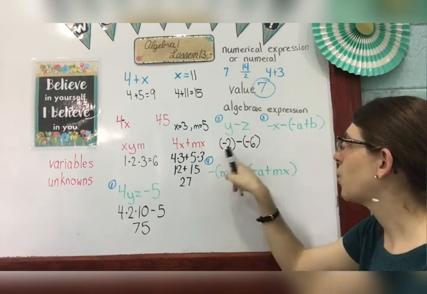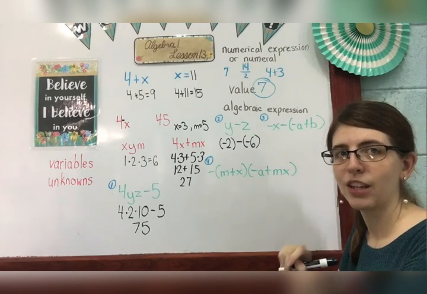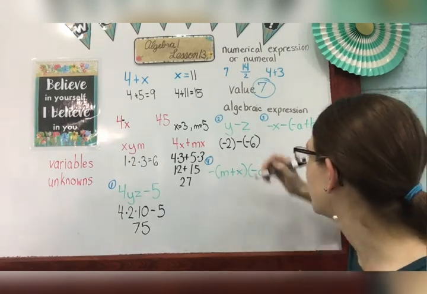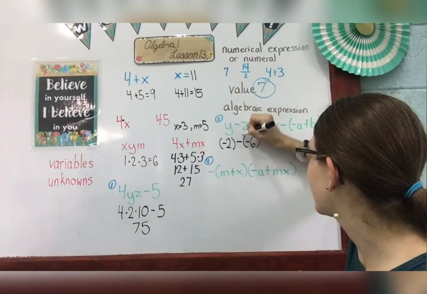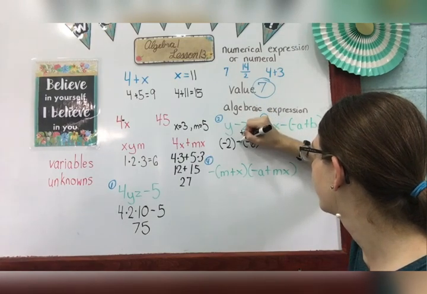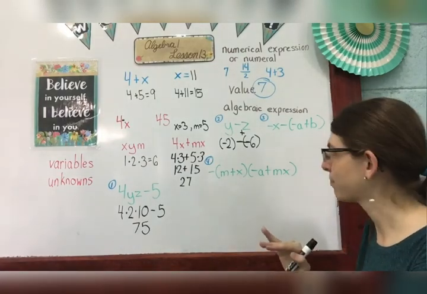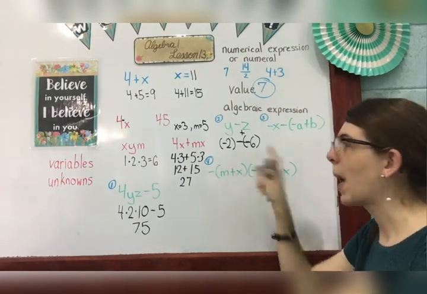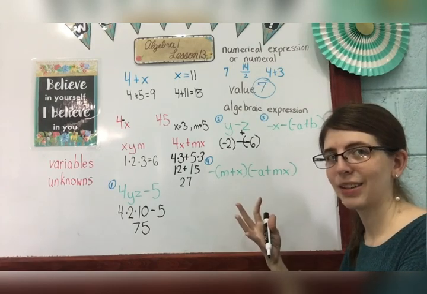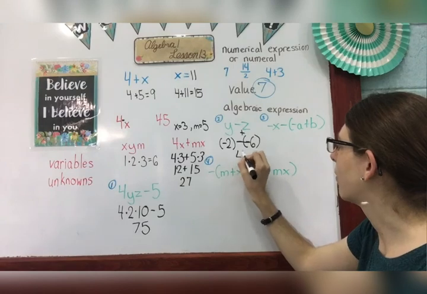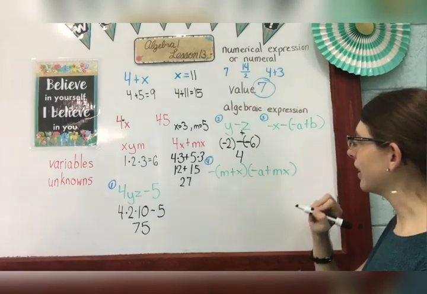You have to be careful. So negative 2 minus a negative 6. When we subtract a negative, it's the same as adding a positive. That's what this becomes, an adding now, not just subtracting. So I have negative 2 plus a 6, which would be positive 4. Very good.